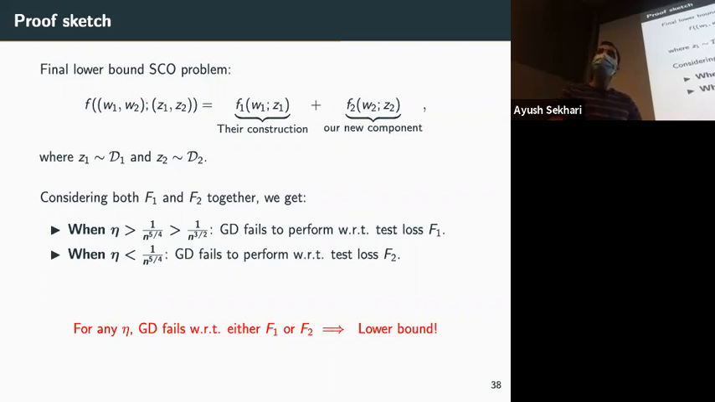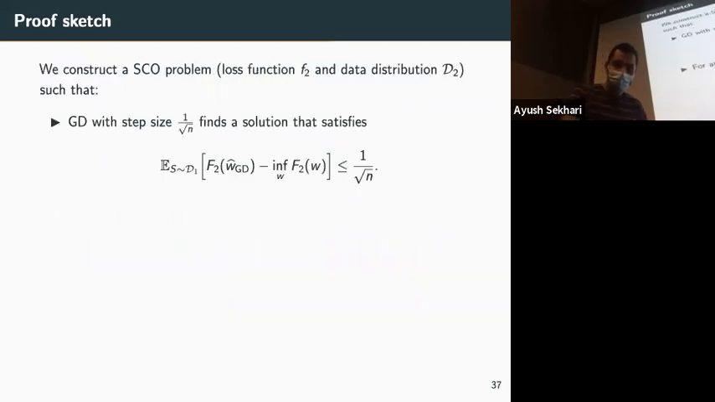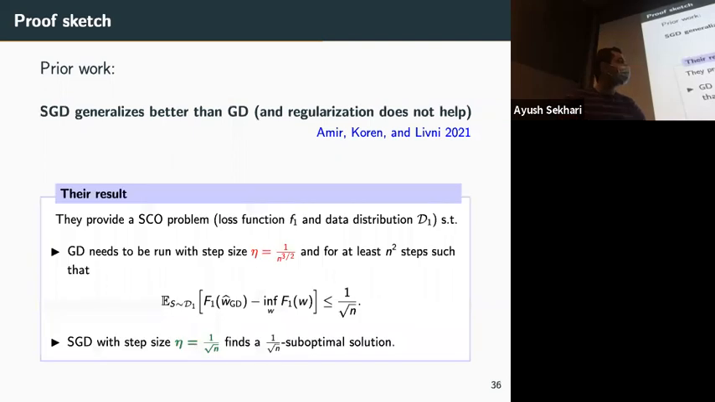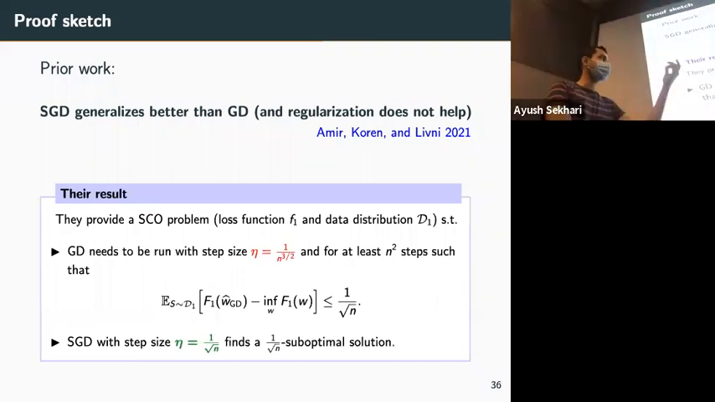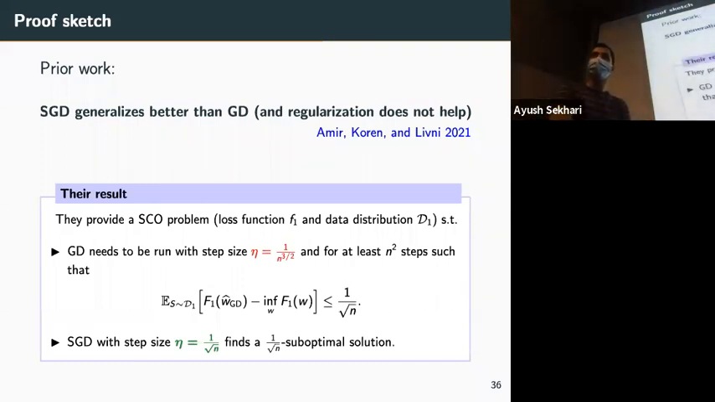Sorry, can you say again what the result is? Was it that GD does well? Yeah, so it says GD does well, but in order to match the performance of SGD, first of all, it needs to take more steps, in particular n squared steps. Second, it requires a smaller step size. And the smaller step size is what we are pivoting our lower bound on.